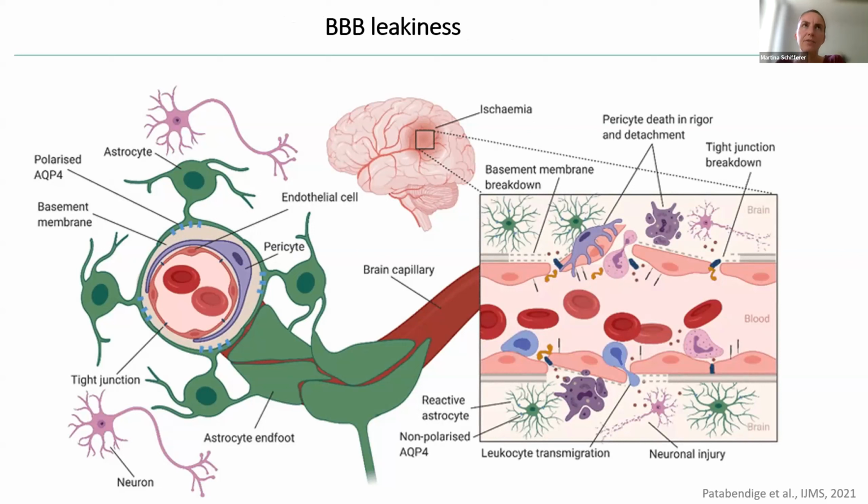And most of the features of the leakiness can be observed by electron microscopy, like, for example, the tight junctions, of course, also with molecular markers, but electron microscopy is a very nice way to monitor leakiness of the blood-brain barrier.